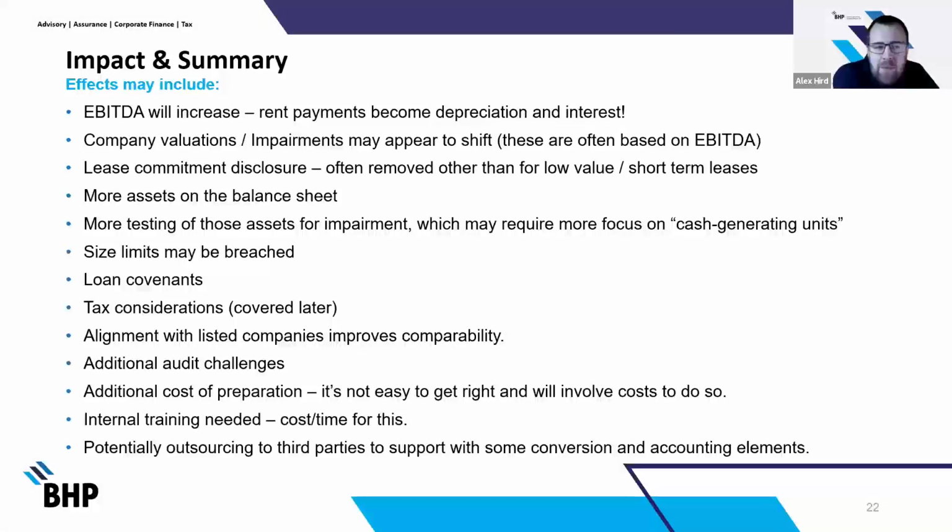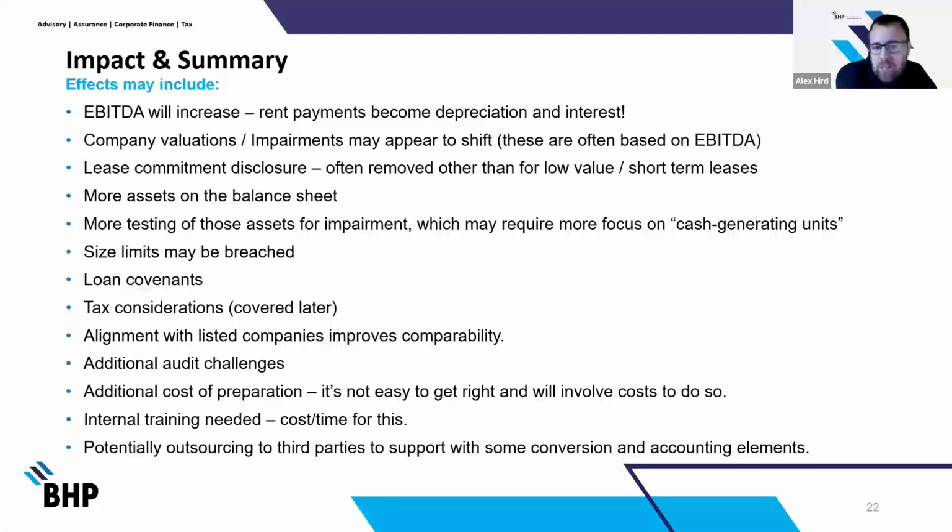Key impacts from this then? Well, probably the key one that many CFOs are interested in is that EBITDA is going to increase. Rent payments become depreciation and interest instead. So everything goes below the line for that. Obviously, this would appear to impact company valuations as a rule, and impairment calculations, because a lot of these tend to be based on EBITDA. So obviously there needs to be a shift in the multiples used. This is a process that listed companies went through back in about 2018 when IFRS 16 came in. So the market data available often includes the impact of this already.